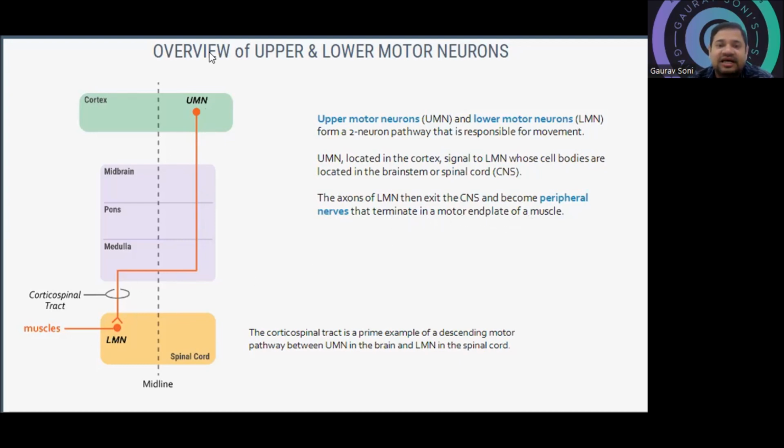of the muscle. As you can see here, this is the upper motor neuron, this is the brain stem, midbrain, pons, medulla, then via the corticospinal tract it will go to the lower motor neuron, and via this it will form the peripheral nerve. The corticospinal tract is a prime example of a descending motor pathway between the upper motor neuron in the brain and the lower motor neuron in the spinal cord. For the fibers or tracts, you can see the previous videos which are already uploaded.